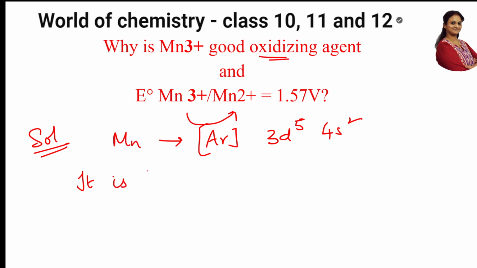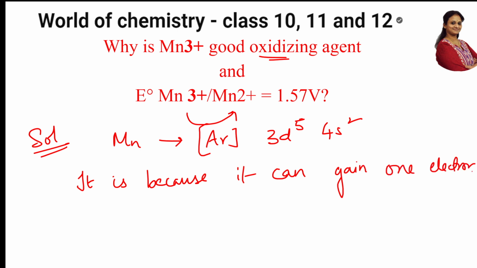Now I'll show you this, because it can gain 1 electron easily to form Mn2+. What will happen when it gains 1 electron easily? Mn3+ means take out 4s2, and it will be 3d4.